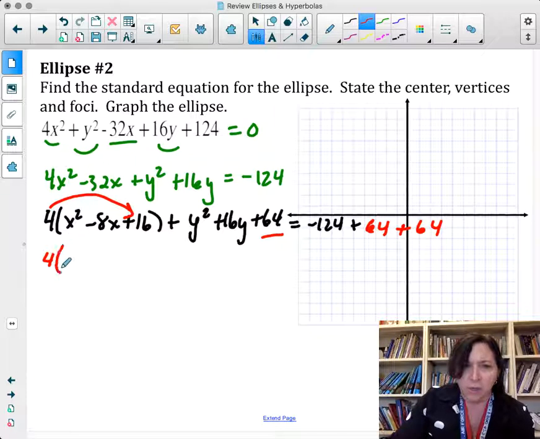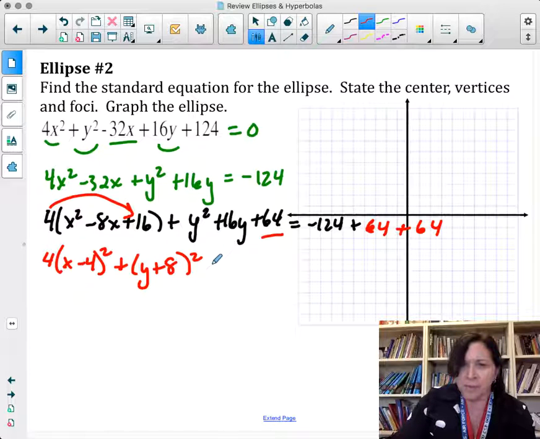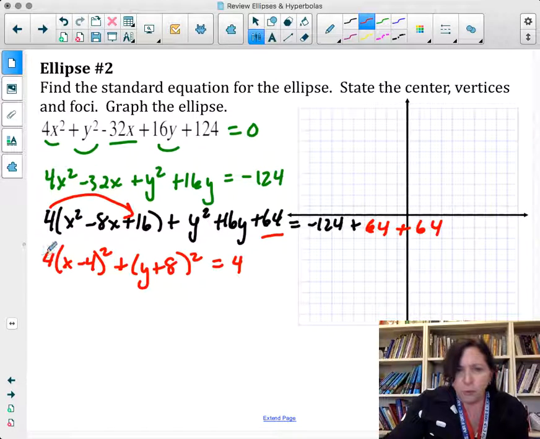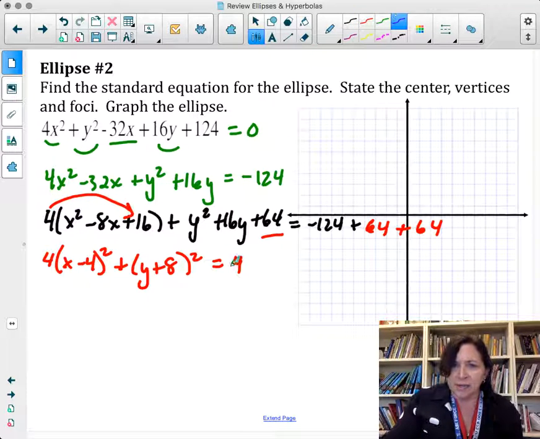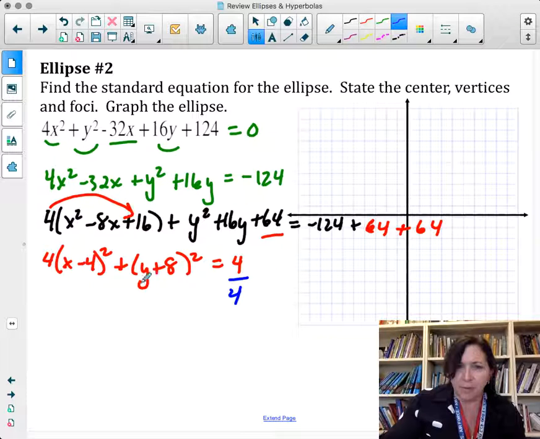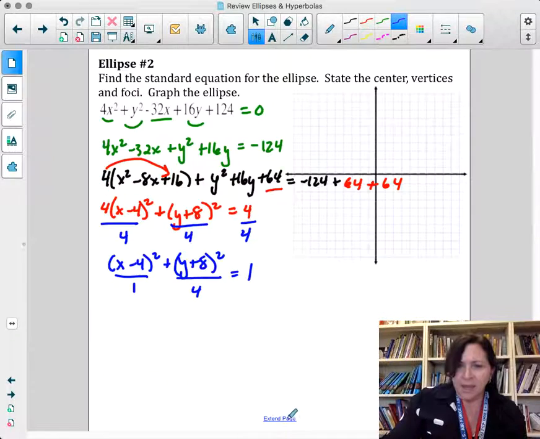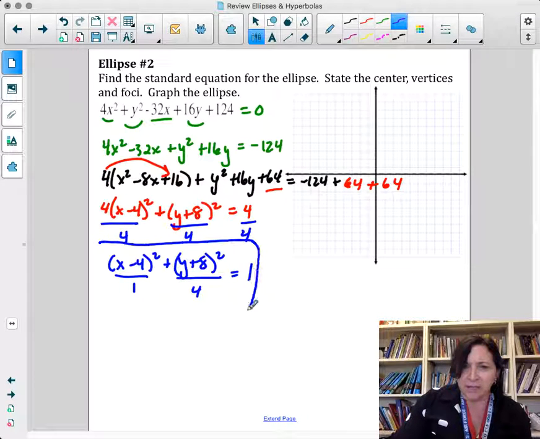So let's see, we have 4 times the quantity x minus 4, quantity squared, plus y plus 8, quantity squared, is equal to 4. Okay, so if this 4 wasn't here in the front, that would actually be a circle, right? But because the 4 is there, I do need to put this in standard form. So I'm going to divide everything by 4, and I'm going to get the quantity x minus 4, quantity squared, over 1, plus y plus 8, quantity squared, over 4, is equal to 1. And so this is my equation of my ellipse in standard form.